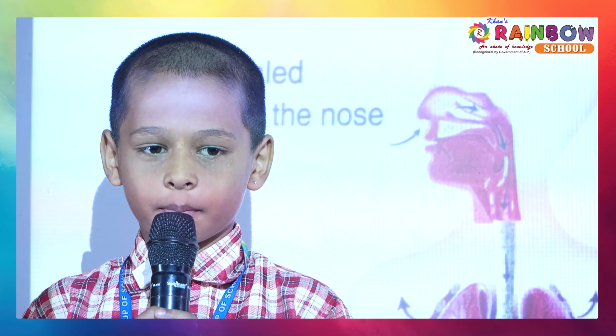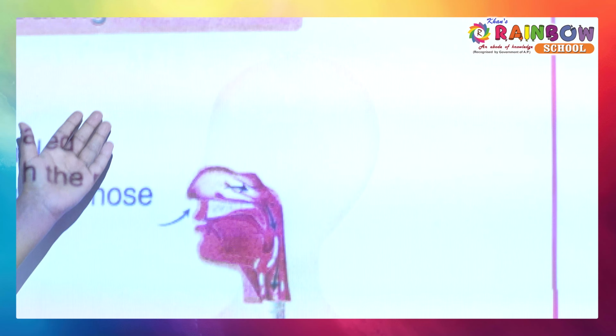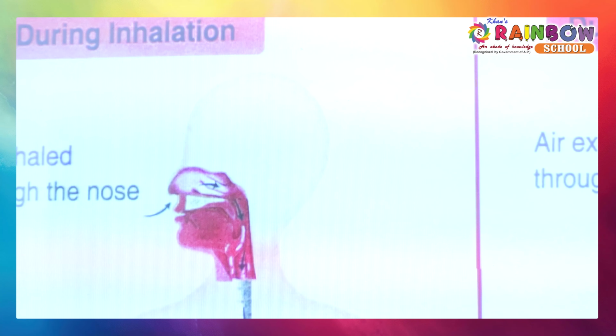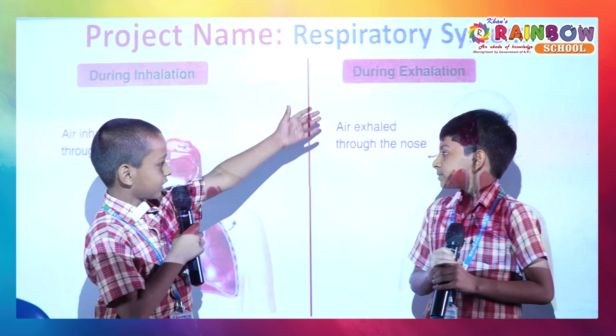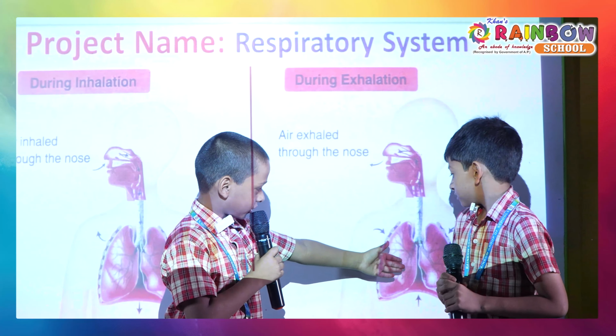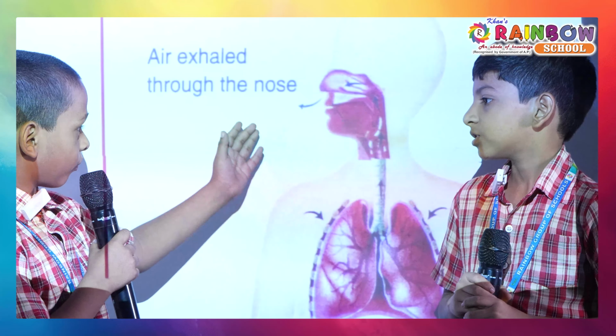Let us look at what happens when we inhale and exhale air. During inhalation, the diaphragm moves downward, and the space in the chest cavity increases. Air rushes into the lungs. During exhalation, the diaphragm moves upwards to its original position. The space in the chest cavity decreases. Air rushes out of the lungs.